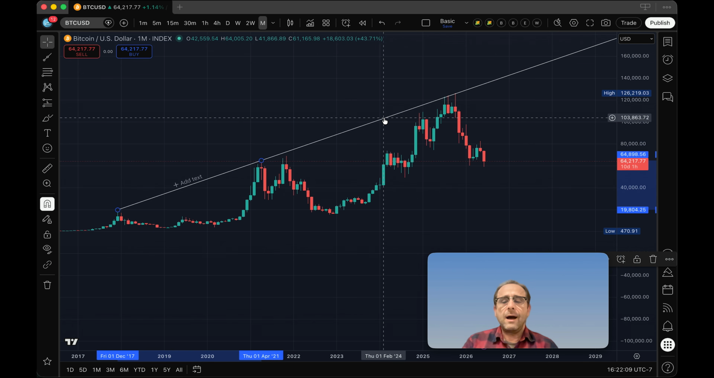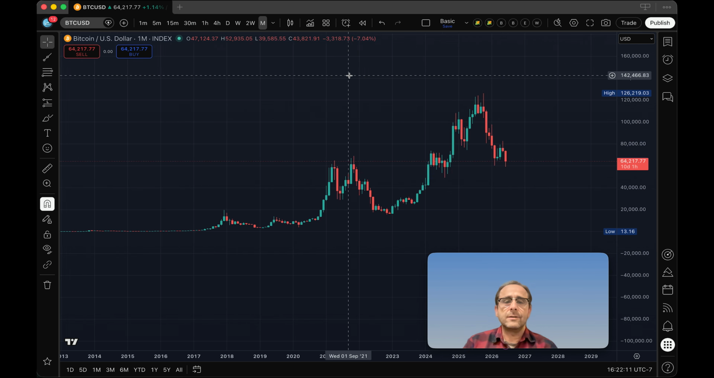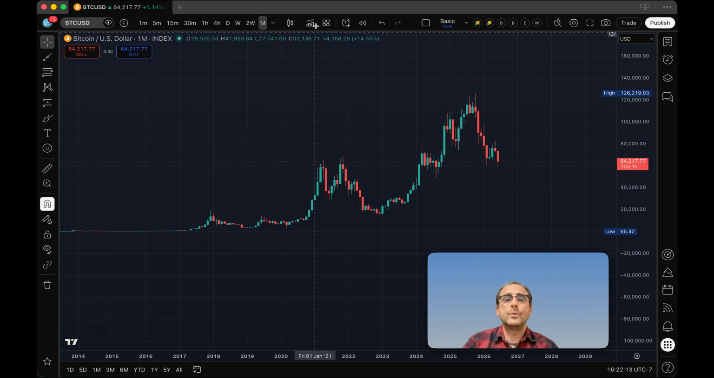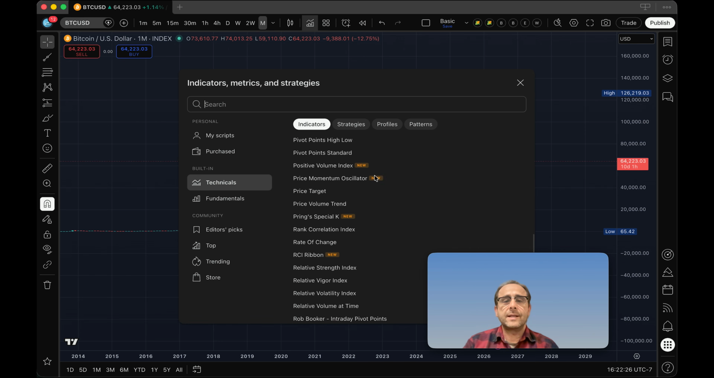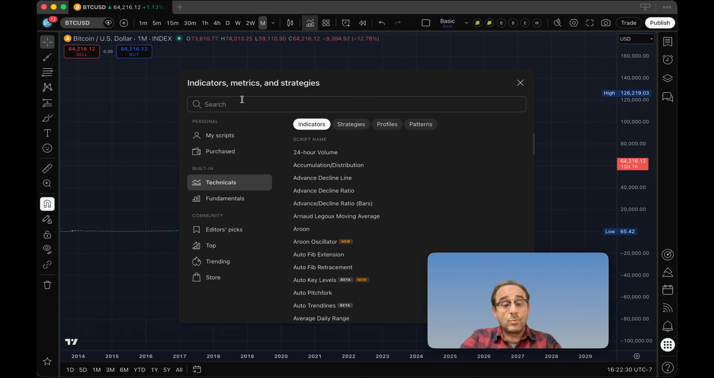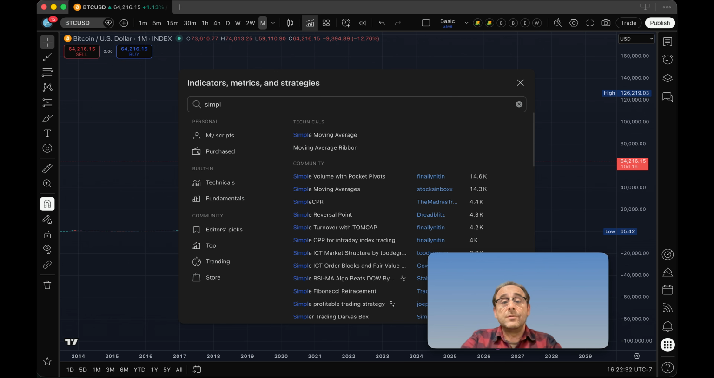Now, how do you put indicators on a chart in TradingView if you don't know how to do it? It's right here, this icon here. If you hover, it says indicators, metrics, and strategies. You click on that, and then you can select from a bunch of different indicators. I'm going to start with the simplest one of them all, the simple moving average.